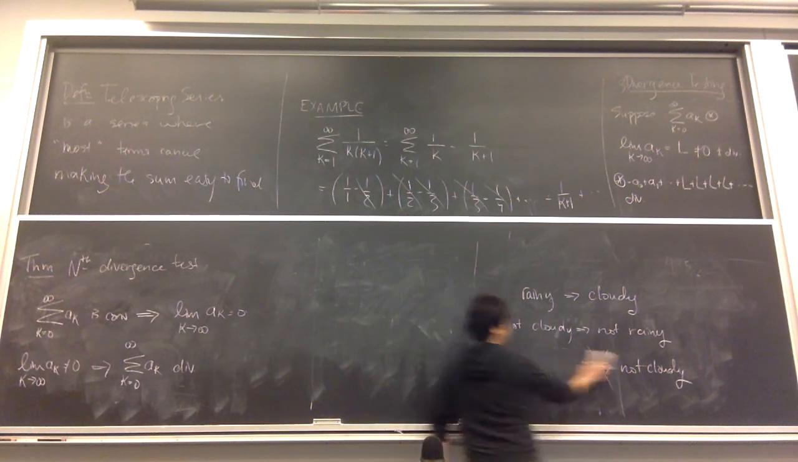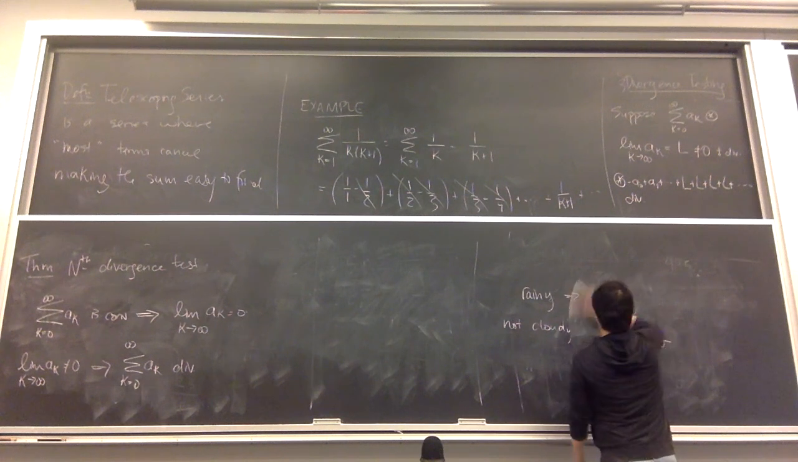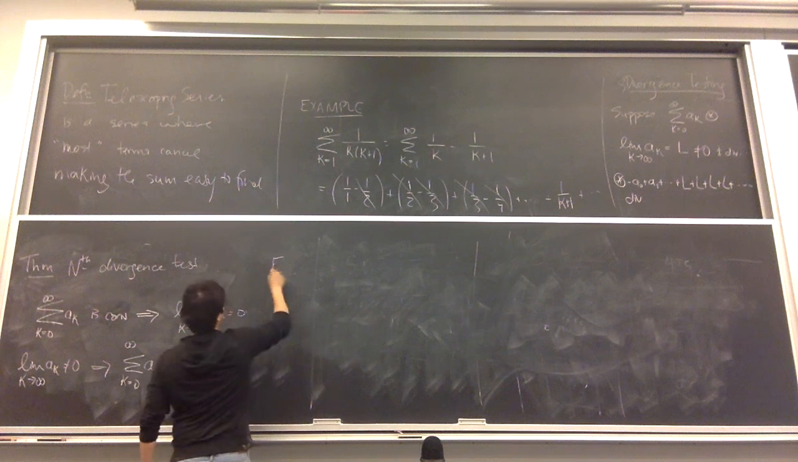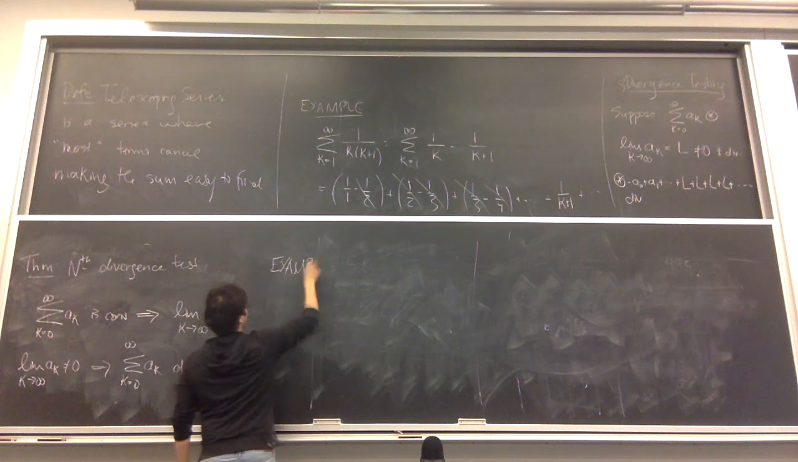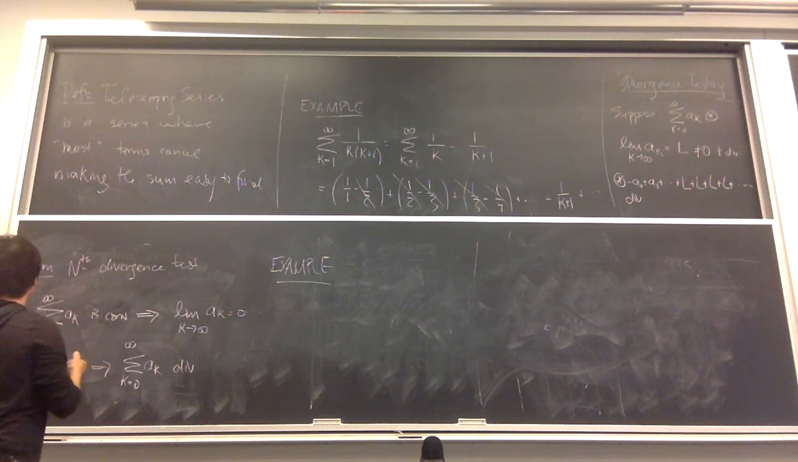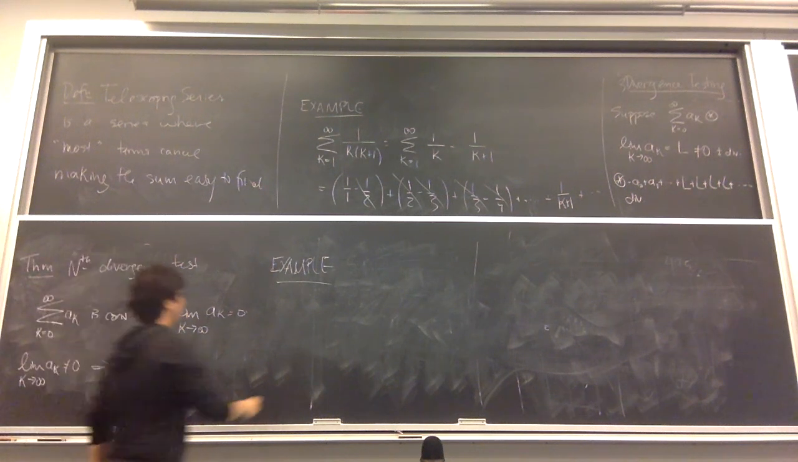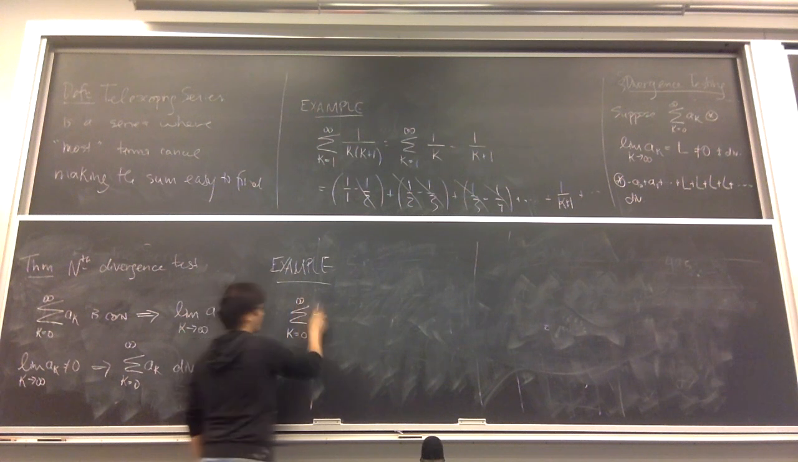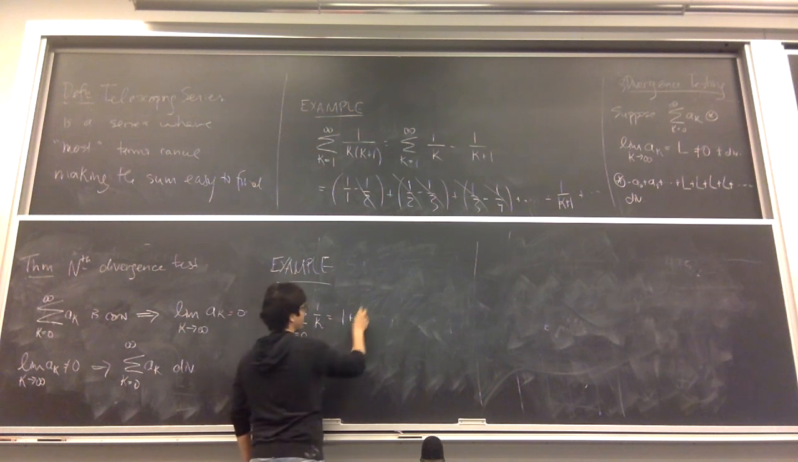So for one, I'm going to give you an example. We're going to learn about this next class. The sum from k equals 0 to infinity of 1 over k, which is 1 plus a half plus a third.